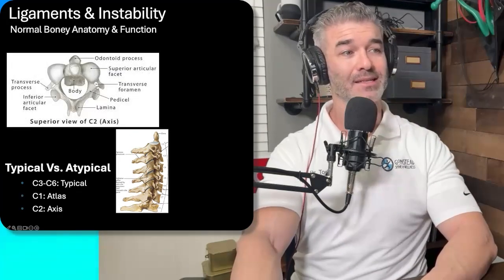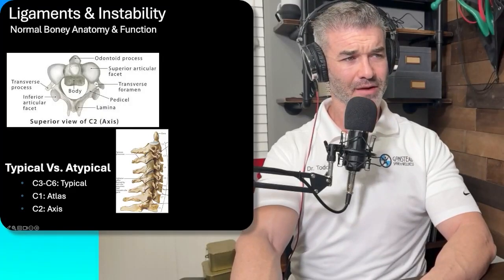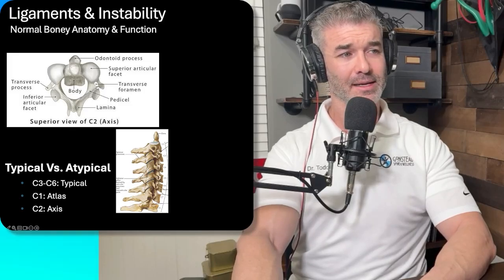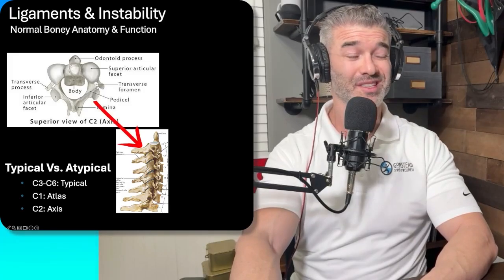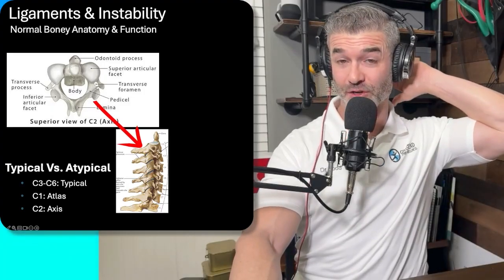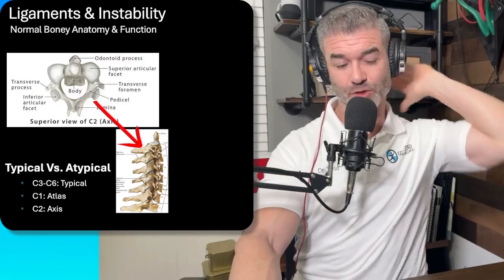And then axis, that's C2, bird's eye view, looks kind of funny and different. And you have this post right here. We're looking at a bird's eye view. We're looking at this part right here. And essentially atlas fits on top of there. This is also a very large spinous process. So this bump up here, if you feel under the base of your skull, usually the first thing you'll feel when you trace down the base of your skull, that's the C2 spinous process.